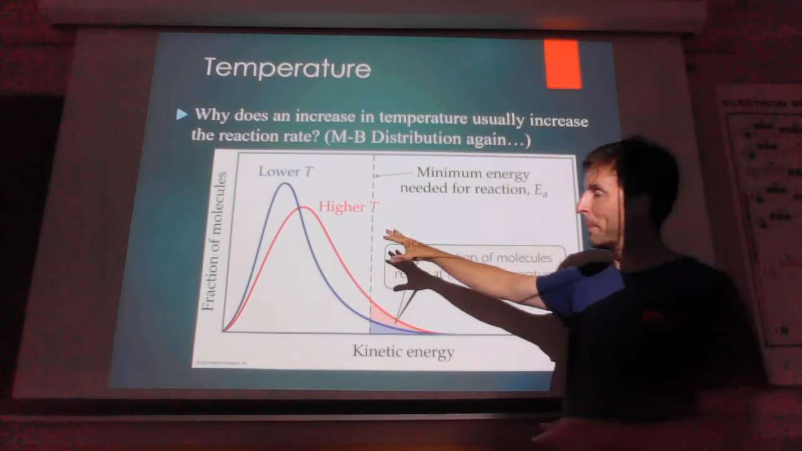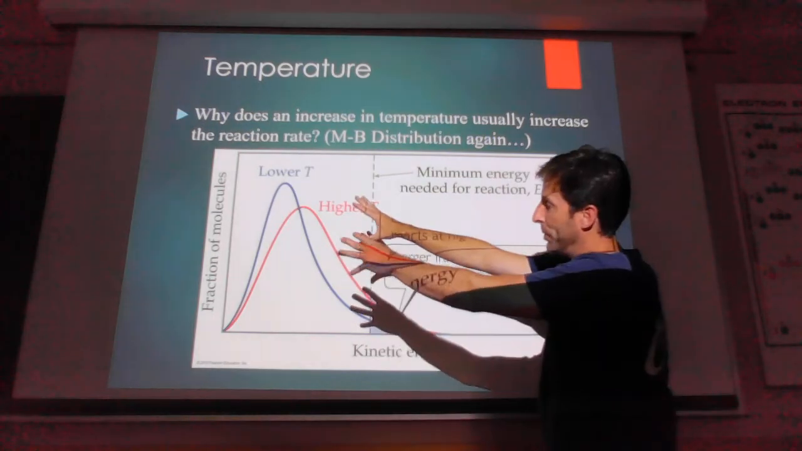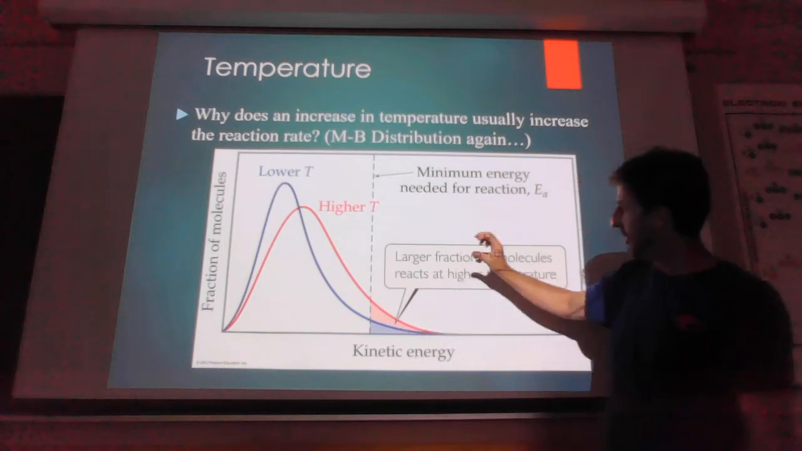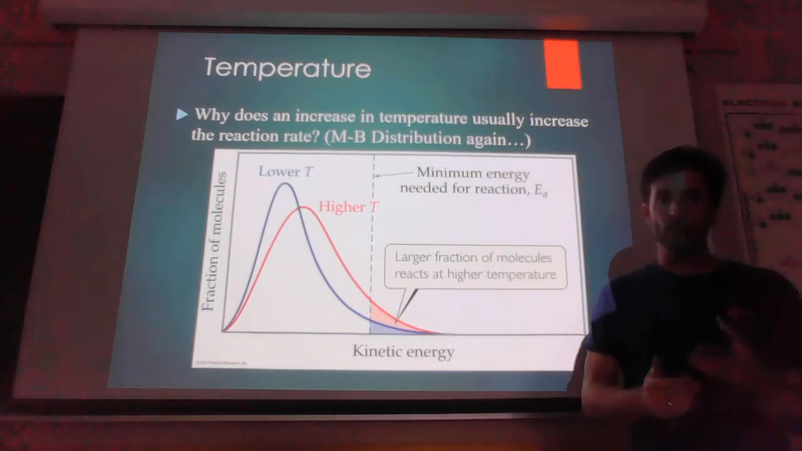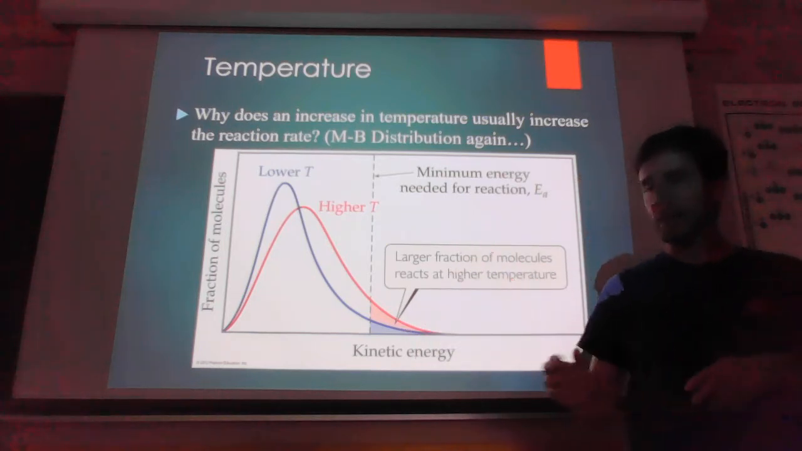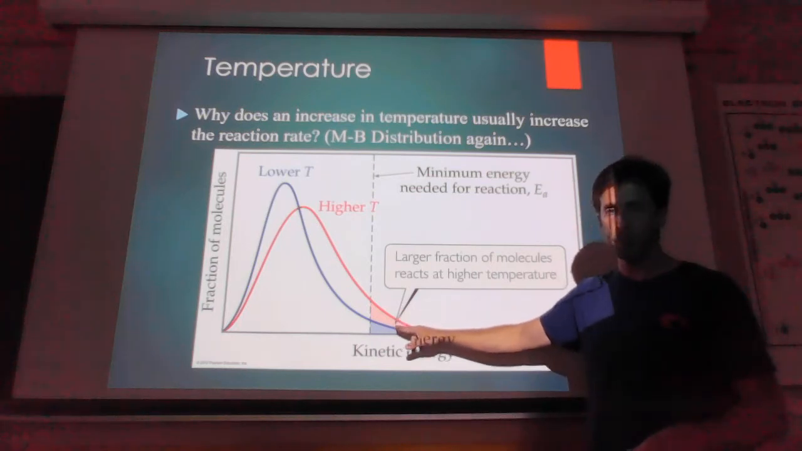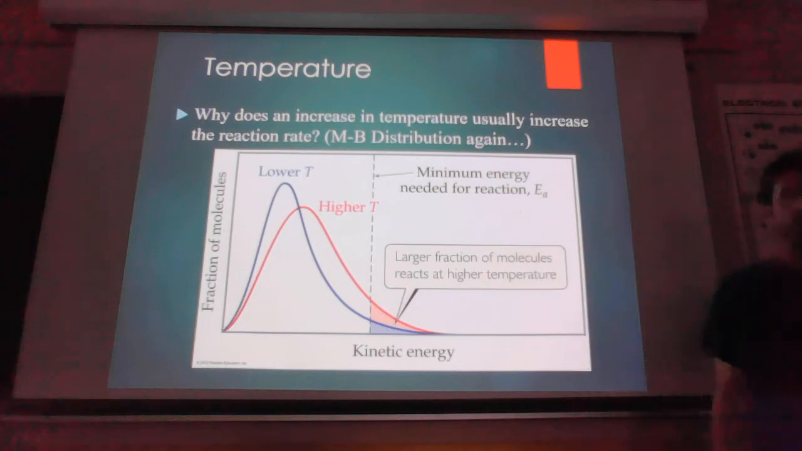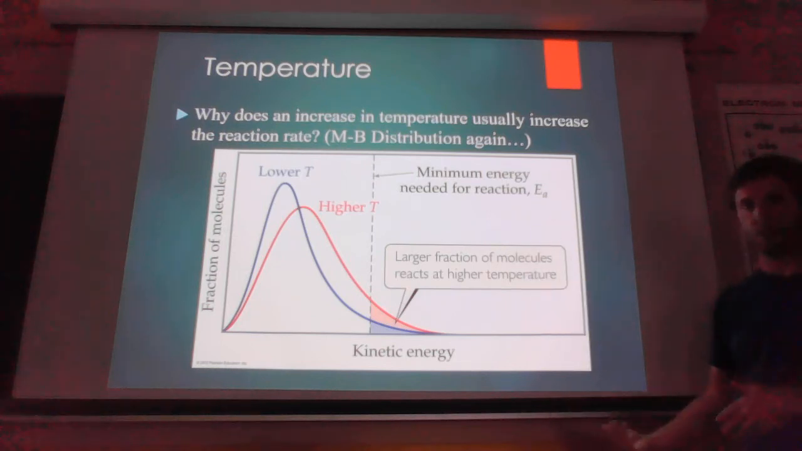If I increase the temperature and the whole distribution shifts to the right, then the fraction of molecules that have enough energy to react or vaporize or whatever, if I can increase that number of molecules here, then that's going to speed the process up. Okay? So again, that's the Maxwell-Boltzmann distribution. We've seen that several times. Make sure you're familiar with it.